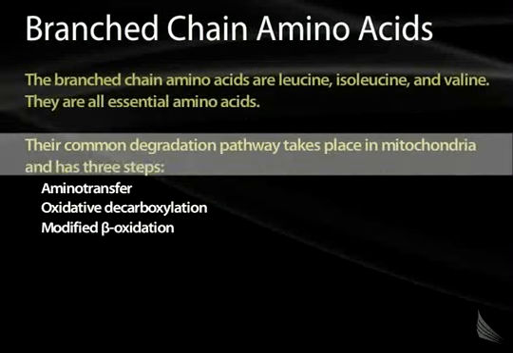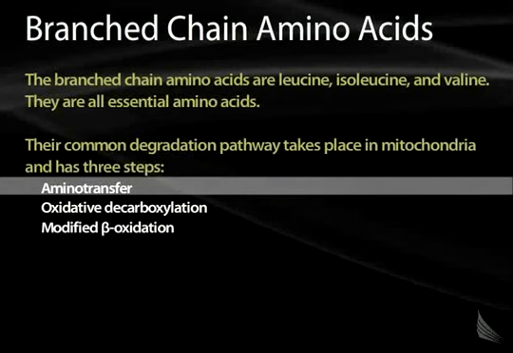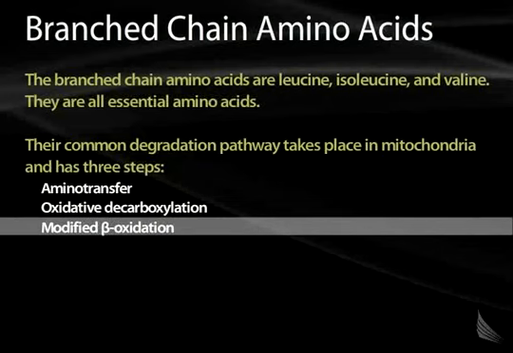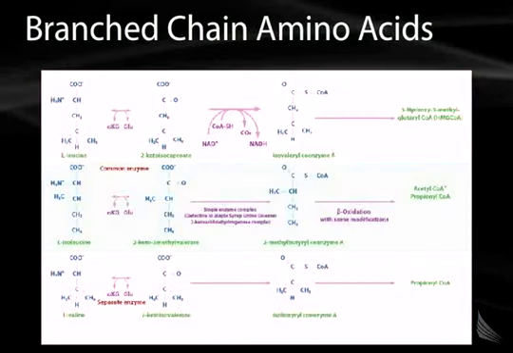Their common degradation pathway takes place in mitochondria and has 3 steps. One is amino transfer, that is, getting rid of the amino group. There's then an oxidative decarboxylation and a modified beta oxidation. So this is a schematic diagram describing those 3 steps. The first is the deamination. Then there's the decarboxylation. And then there's a modified beta oxidation in the 3rd step. And those 3 steps are in common for all 3 of these amino acids.